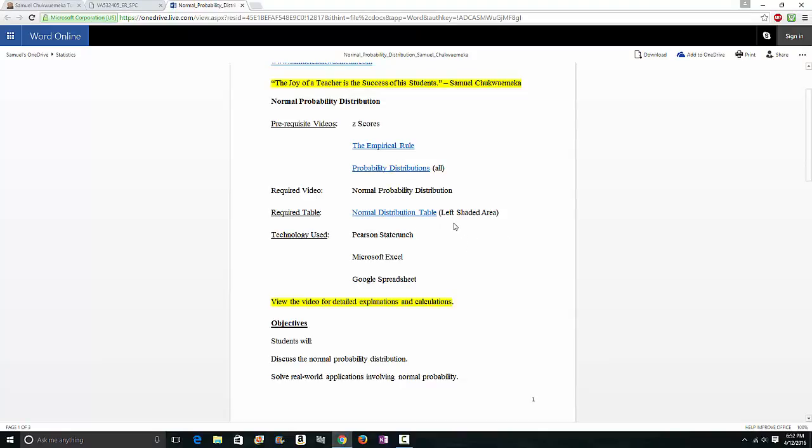Now, if your textbook or your professor uses the center shaded area, just let me know. And if you do not understand it, just let me know. I can explain it to you.